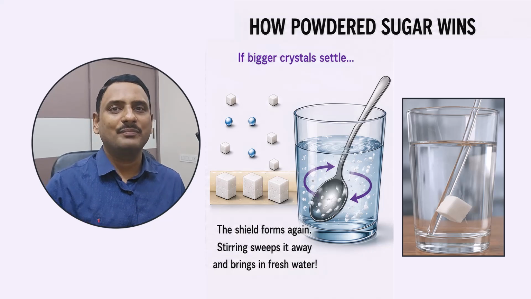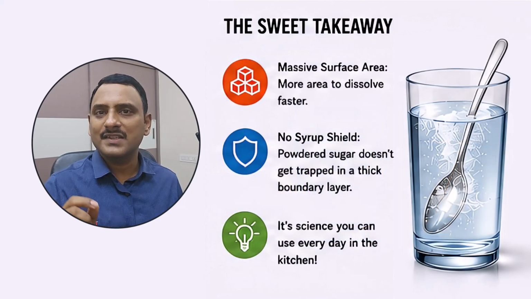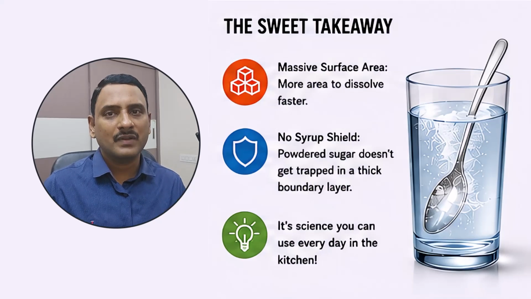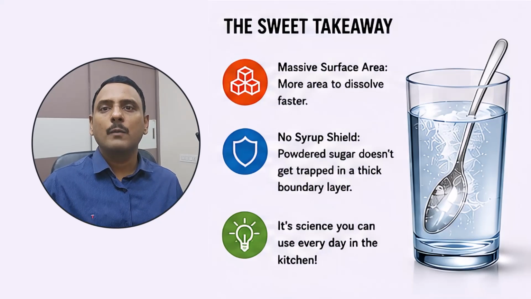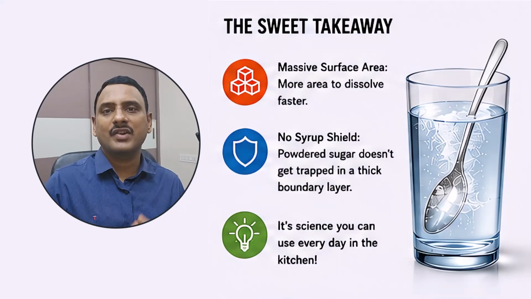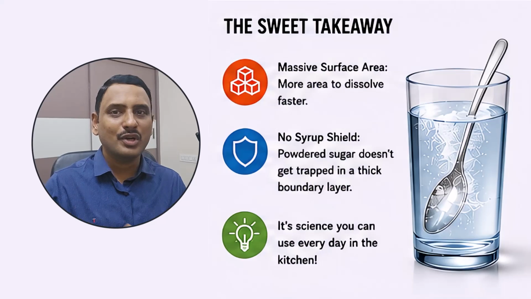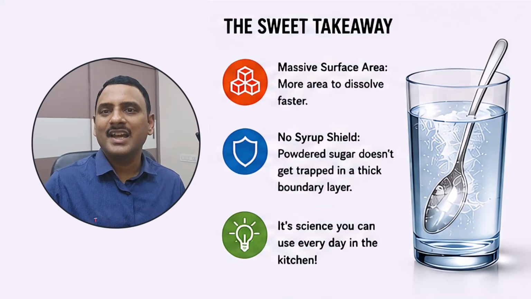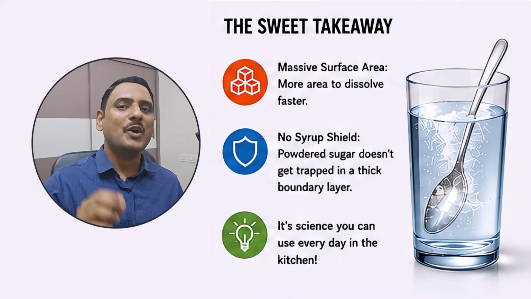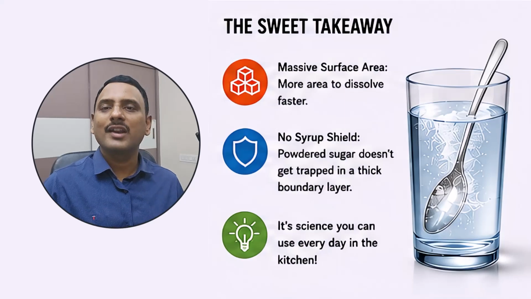So there you have it. Powdered sugar wins the race because it uses massive surface area to give the solvent more place to attack, and it spreads out so it never gets trapped in its own sticky syrup shield. Next time you are in the kitchen cooking potatoes or making sweet tea, remember the surface area of powdered substances and the boundary layer effect.